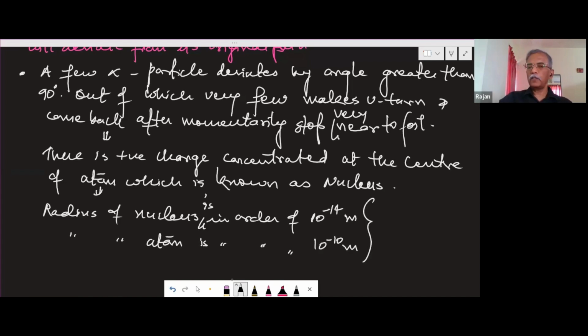10 to power minus 10 meter is 1 angstrom, right? So that is the size of the atom. We say radius of the atom means size of the atom. Okay, up to that is clear. Keep noting down, please.